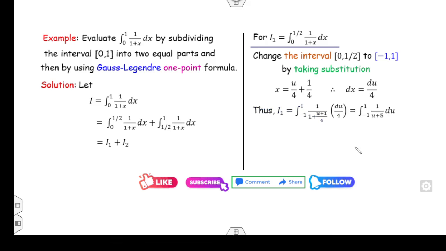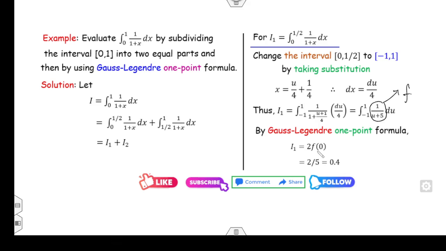Fine. Now by using the Gauss-Legendre 1-point formula, this number is my f. Fine. So it is twice of f0. F0 is my 1 over 5. That is 0.4. So this number will be 0.4 plus I2.